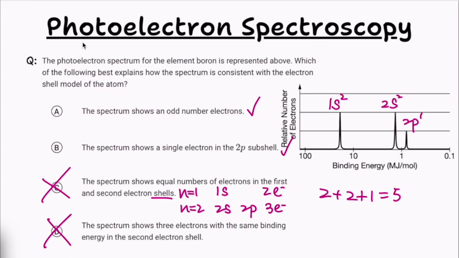Then out of A and B, which one is the answer? Actually, both are correct, but which one is the explanation for the spectrum that's consistent with an electron shell model? The odd number of electrons doesn't really tell us anything about the shell model. So A is not the right answer, it's B. B tells us about the shell, like n equals 1, n equals 2, and then the subshells.